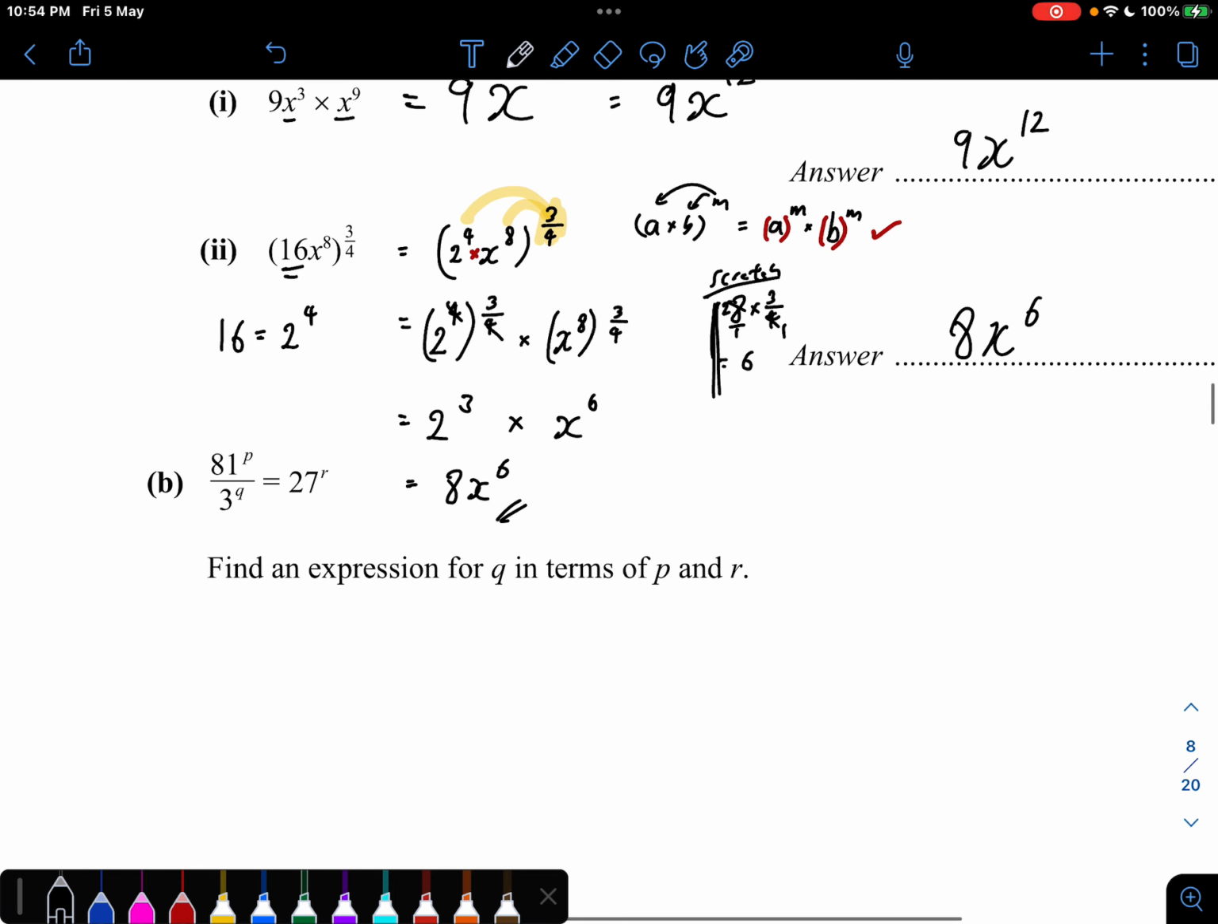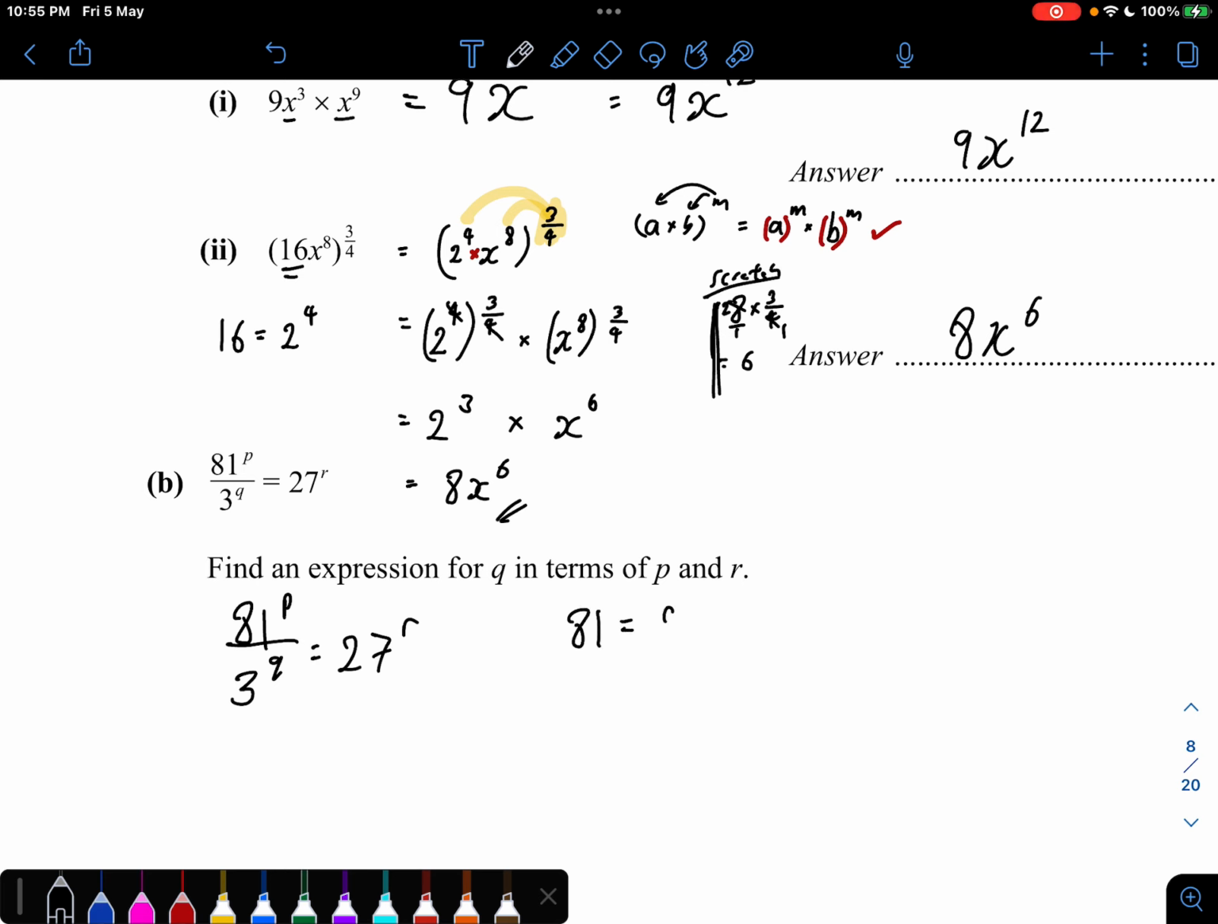Next one, 81 to the power of p over 3 power q equals to 27 to the power of r. Such big numbers. Okay, 3 is quite small and friendly and prime and odd. I like to leave the 3 alone. I wonder if 81 and 27 could become smaller, if it could be related to 3. Yes, I remember the advice from the previous part. When I see big numbers, I prime factorize. So I proceed to do that.